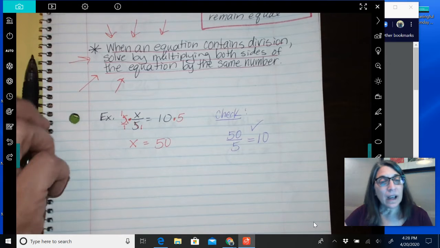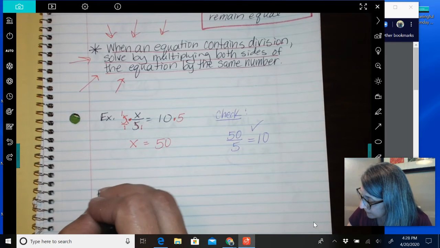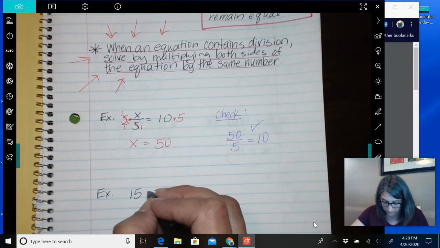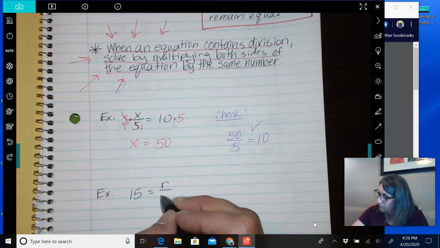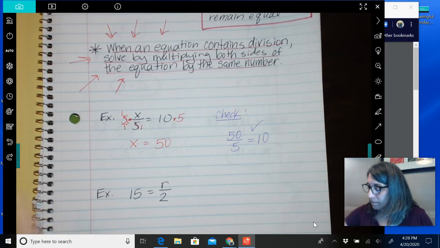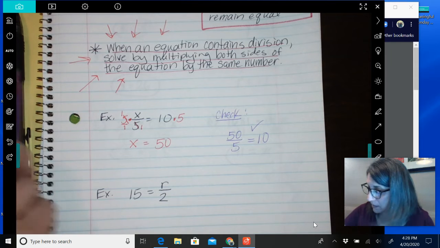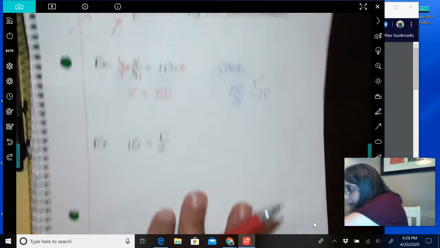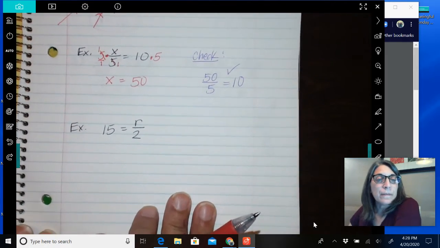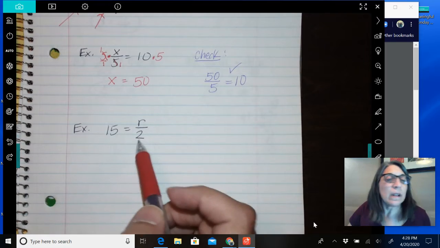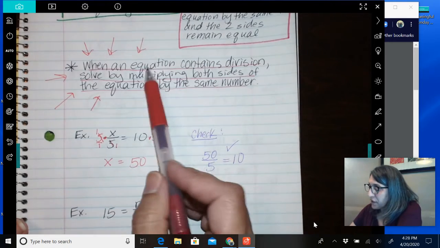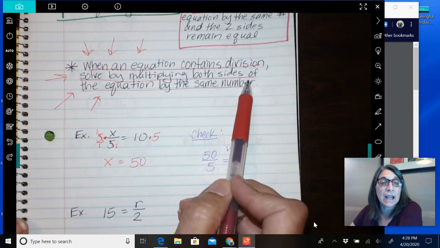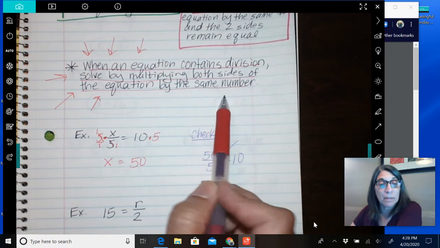All right, let's do another example. Let's see here. Let's do 15 is equal to r over 2. Okay, so there's my red pen. So I've got r over 2. So again, I want to figure out what r is. According to my definition, my equation contains division, so I'm going to multiply both sides of the equation by the same number.